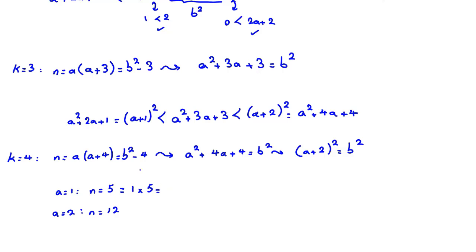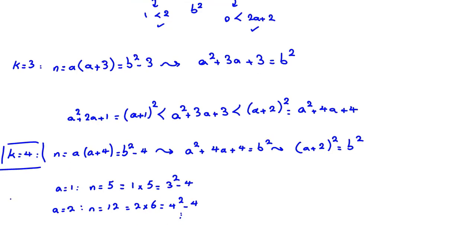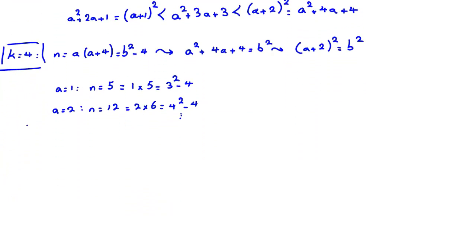Difference is 4. Also, b is a plus 2. It is 3 squared minus 4. This one is what? 2 times 6. Also, it is 4 squared minus 4, and so on. Okay, so k equal to 4 is the first answer that we found. From here, you can consider the general case.